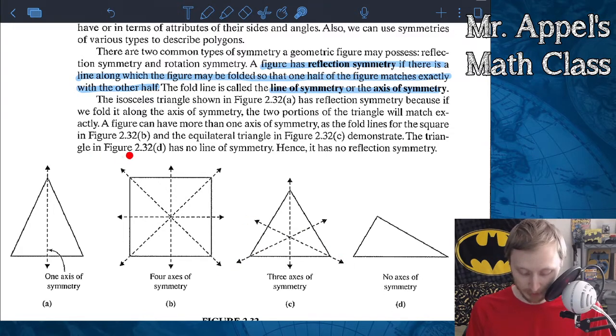The triangle in 232d has no line of symmetry. Oh, poor scalene triangle. No reflection symmetry. If there is no line that divides it perfectly in half so that each half is a mirror of the other, again, reflections come from a mirror, so imagine you see the mirror image of one side on the other side. That would be an axis. If there is no way to draw such a line, then there is no reflection symmetry.